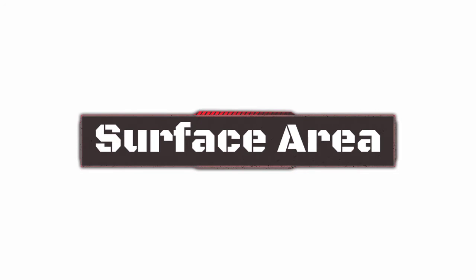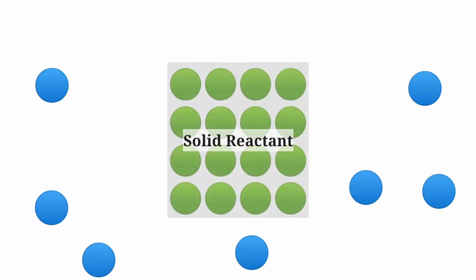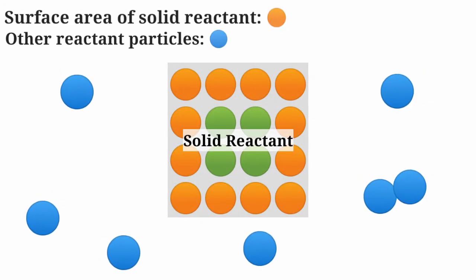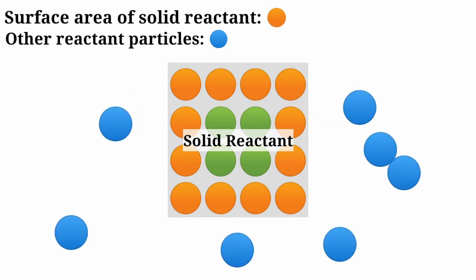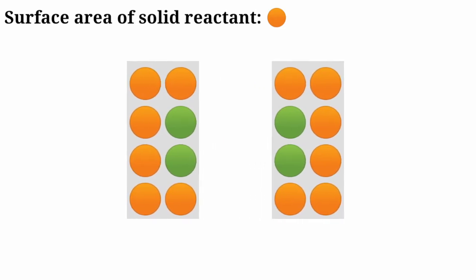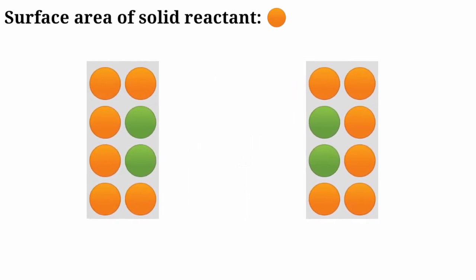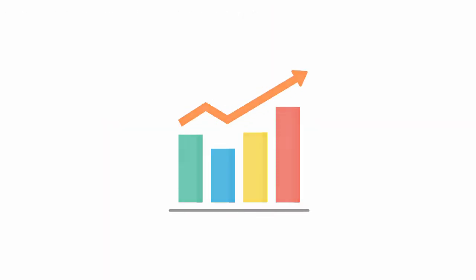Surface area. Larger surface area would create a larger space for the collision of the reactant particles. What we mean by surface area is the area exposed to the other reactant. This illustration shows the surface area of this block of solid reactant. If we split the solid reactant, the surface area would increase and would create larger space for collision. This will increase the chances of reactant particles to collide.